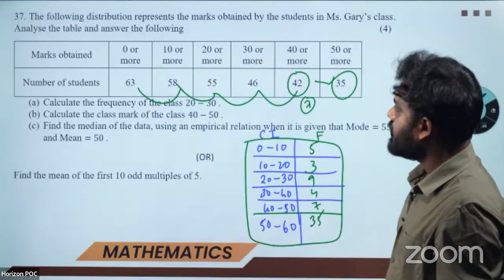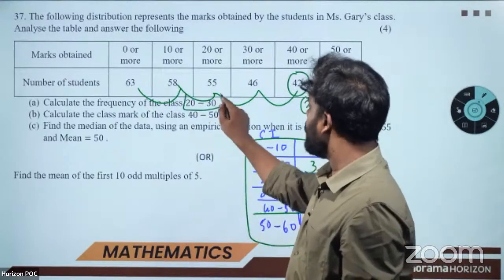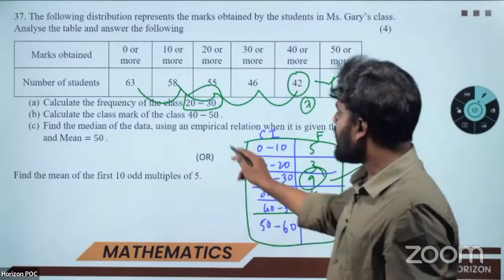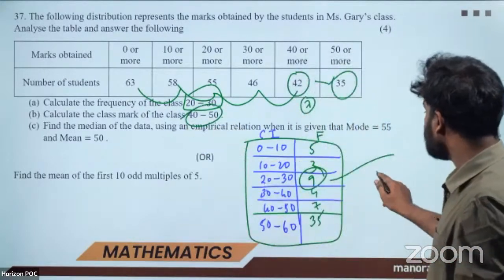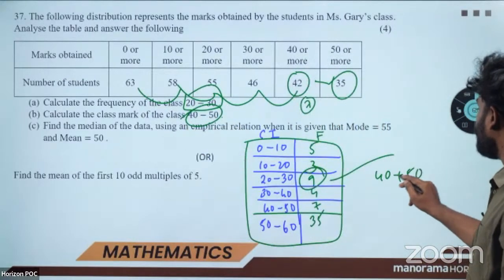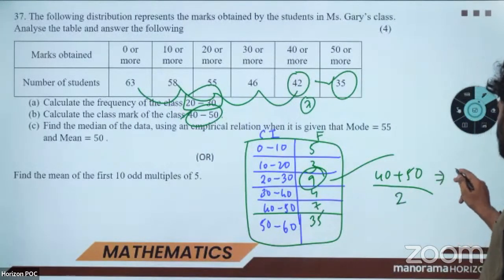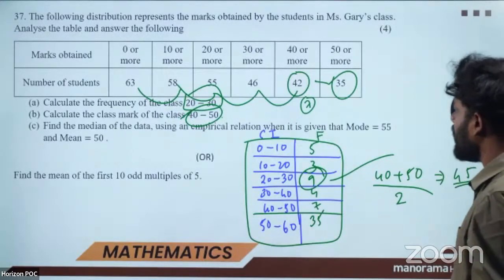Clear? Now they're asking us to find out the frequency of the class 20 to 30. What is the frequency of the class 20 to 30? It is 9. What is the class mark of 40 to 50? Class mark is nothing but add the upper limit and lower limit and divide by 2. 40 plus 50 by 2 is 45. So this is the class mark.